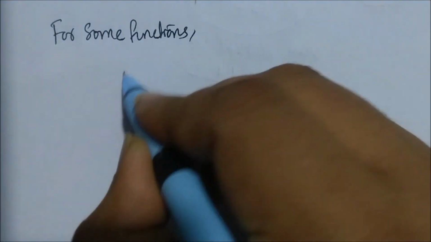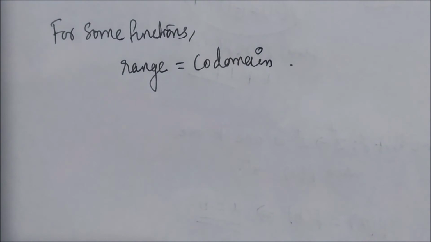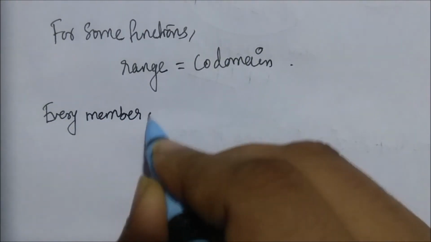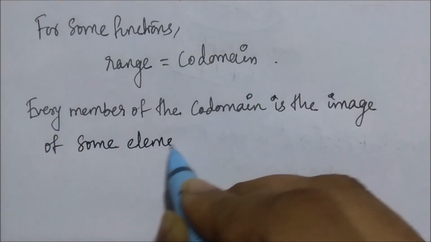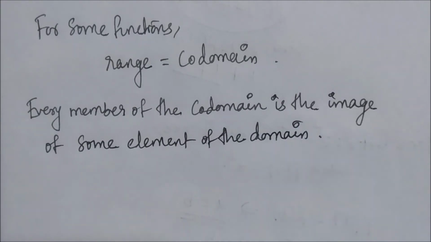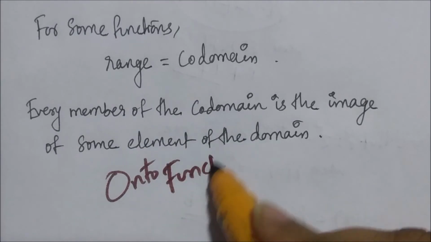Now for some functions, range will be equal to the codomain. That means every member of the codomain is the image of some element of the domain. Or in other words, we can say that every member of the codomain has a pre-image in the domain set. So such functions are called onto functions.